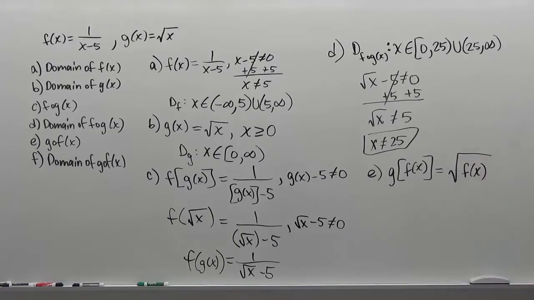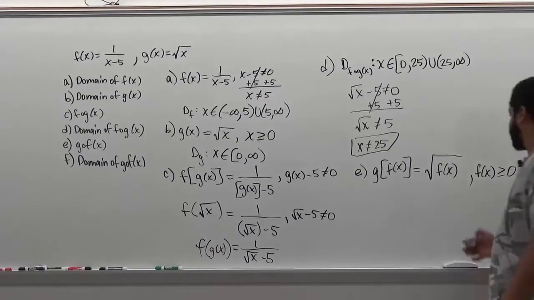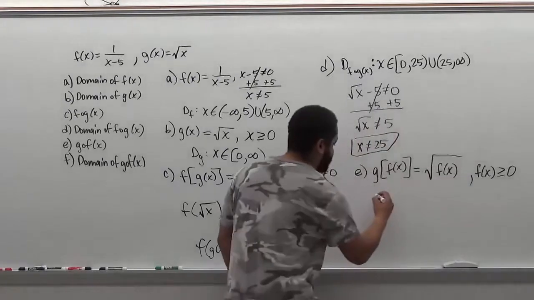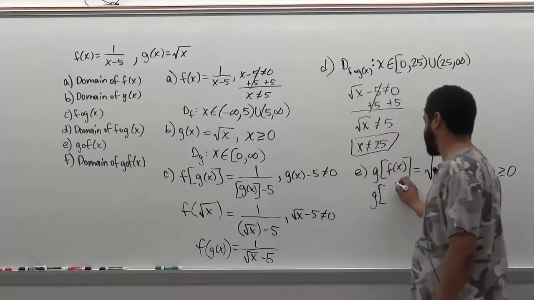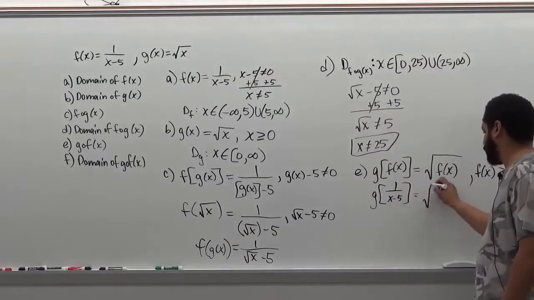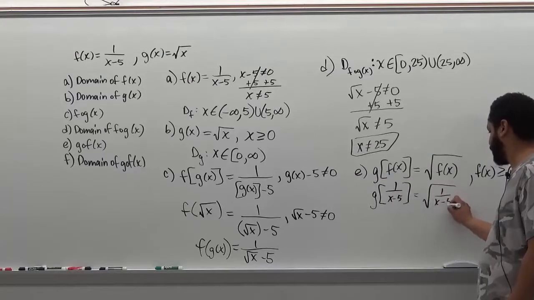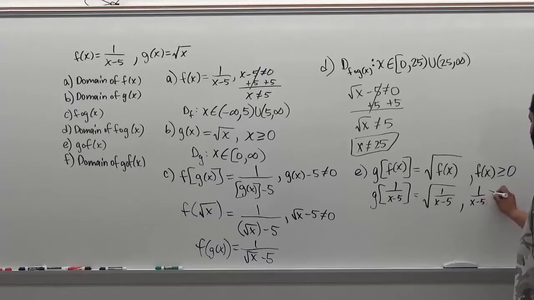And in this case, we know for this to function, the f of x must be greater or equal to 0. And now let's resolve what this actually is, because we know that the g is taking an input that is the f of x function, which is 1 over x minus 5. And here we get the square root of 1 over x minus 5, where again 1 over x minus 5 must be greater or equal to 0.